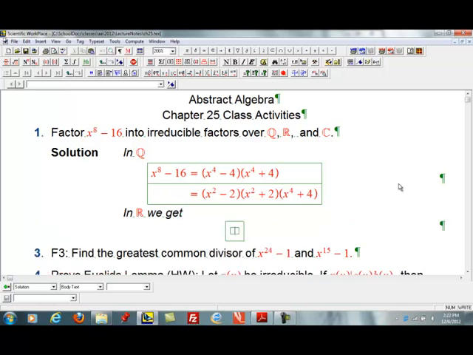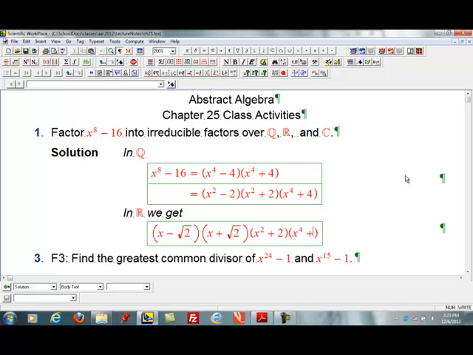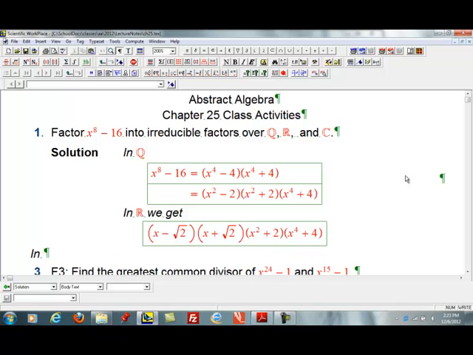Well, except we can have square roots of numbers in the reals, right? Yeah, we're going to have x minus root 2, x plus root 2, and then x squared plus 2, x to the 4th plus 4. And now, complex. Yep, or real.